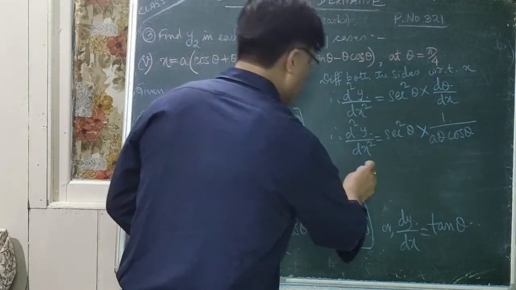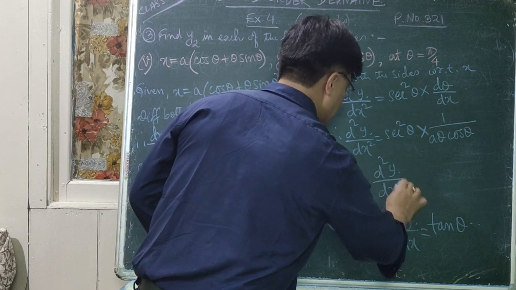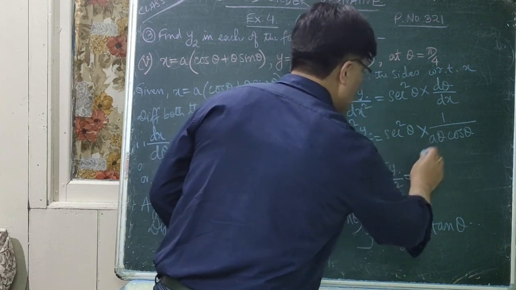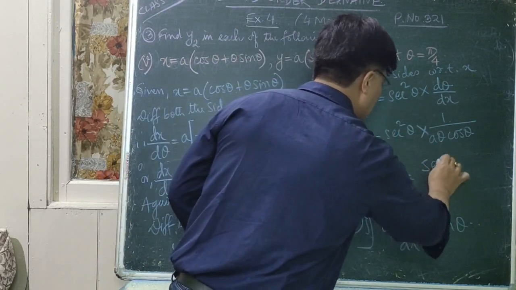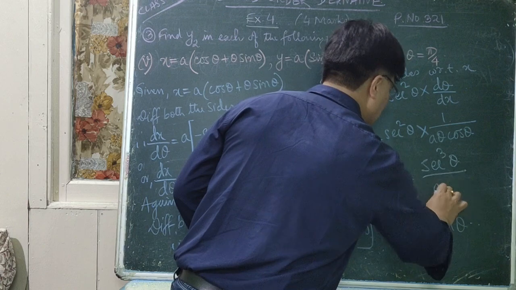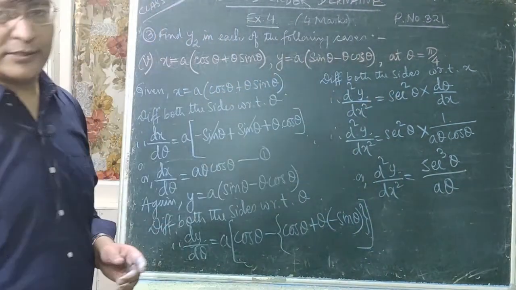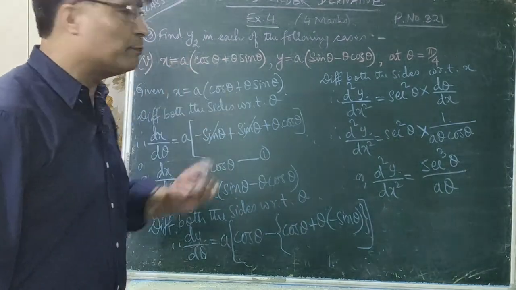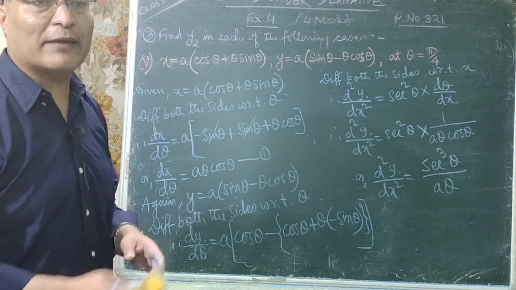Okay. Now let's simplify it. d2y by dx square is equal to, now what is 1 by cos theta? It is sec theta. Sec theta into sec theta, this is your sec cube theta divided by a theta. But this is not your answer, because you have to get the value for d2y by dx square when theta is equal to pi by 4.